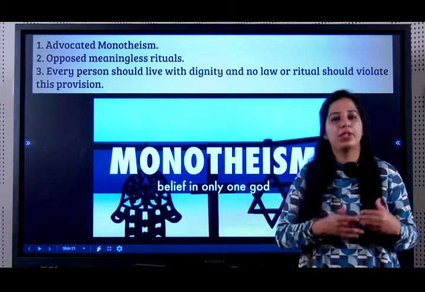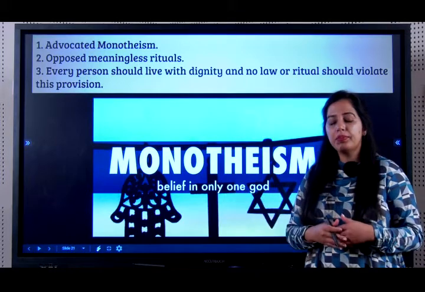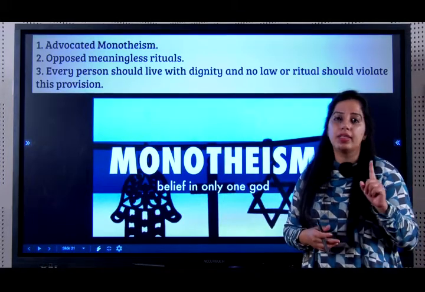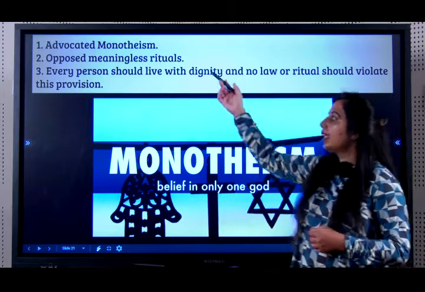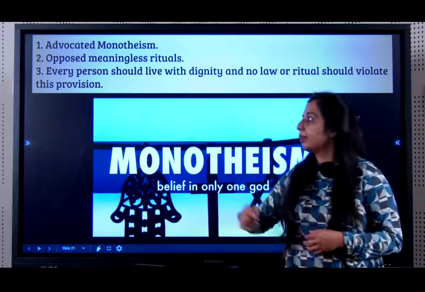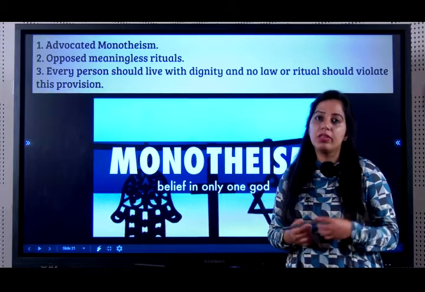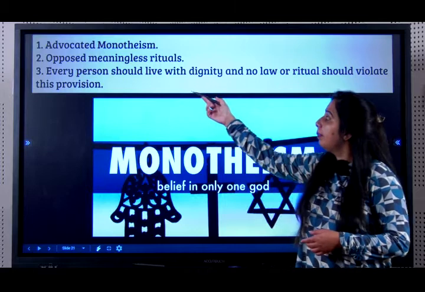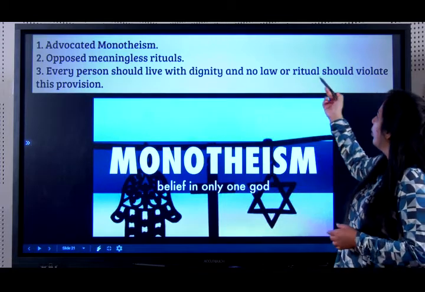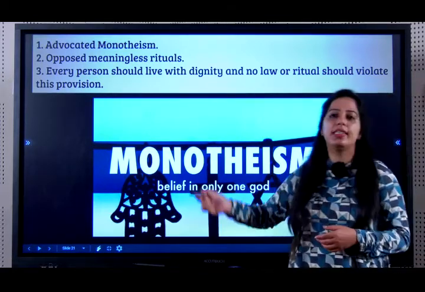So in Hinduism, they worship multiple gods. Brahmo Samaj believed that there is only one God, or they believed all gods are one. So they advocated monotheism. They opposed meaningless rituals. We have already discussed, like sati. Next, they said every person should live with dignity and no law or ritual should violate this provision.